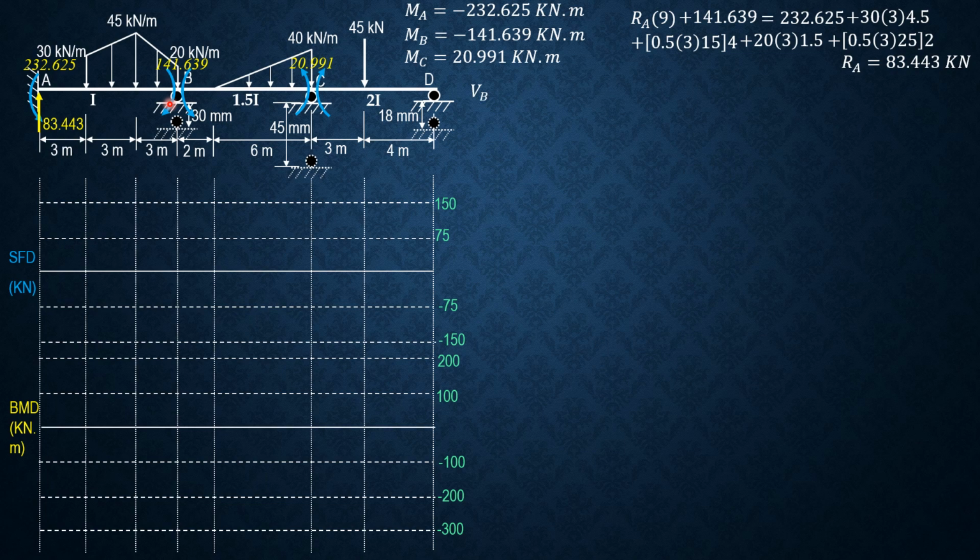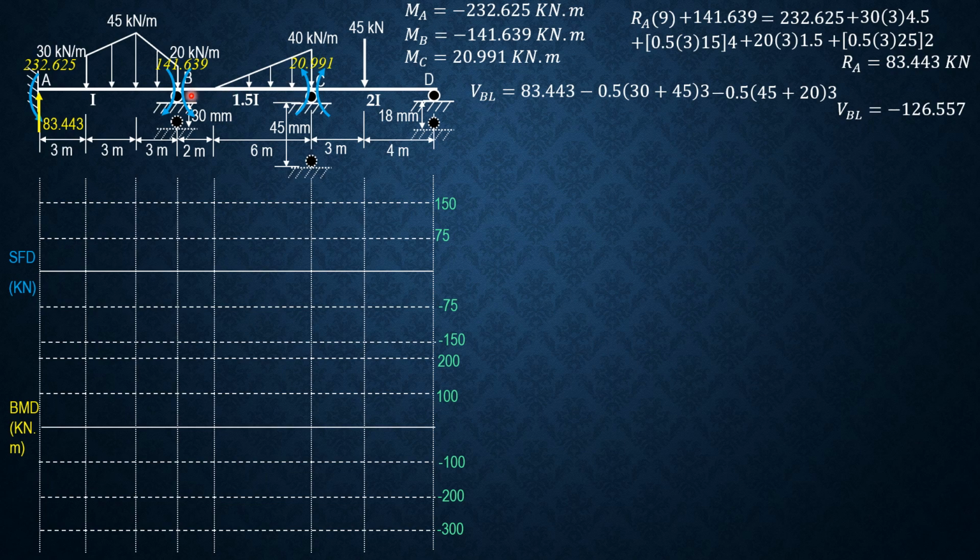Next, we have shear just to the left of B, which is upward minus downward. So shear just to the left of B equals 83.443 minus area of this trapezoid, 0.5 of quantity 30 plus 45 times 3, minus area of this trapezoid, minus 0.5 of 3 quantity 45 plus 20. So shear just to the left is equal to negative 126.557 kilonewtons.